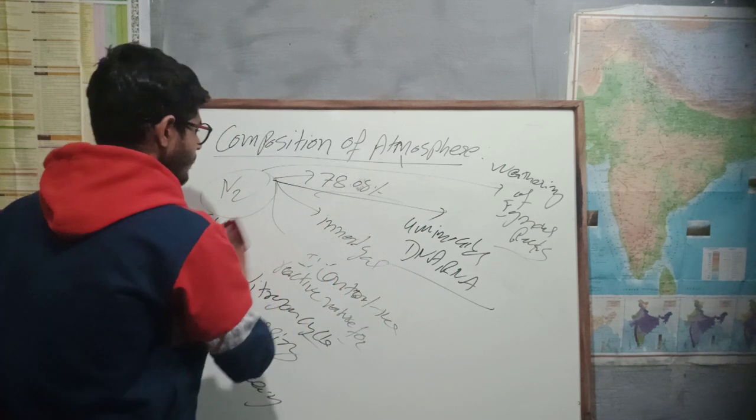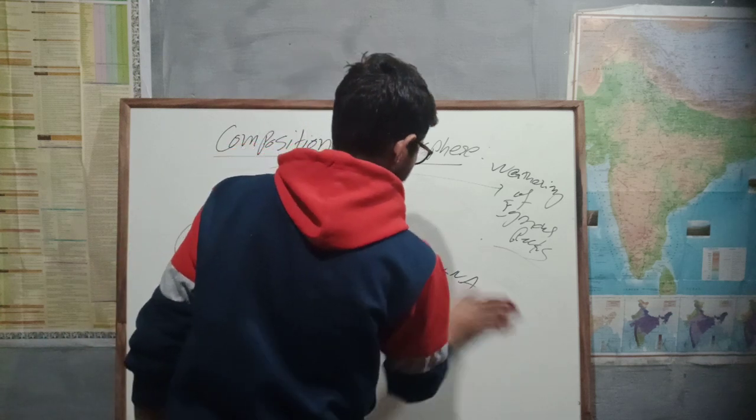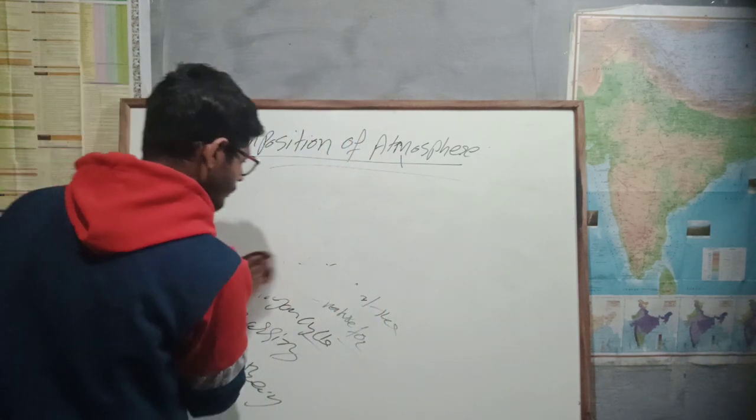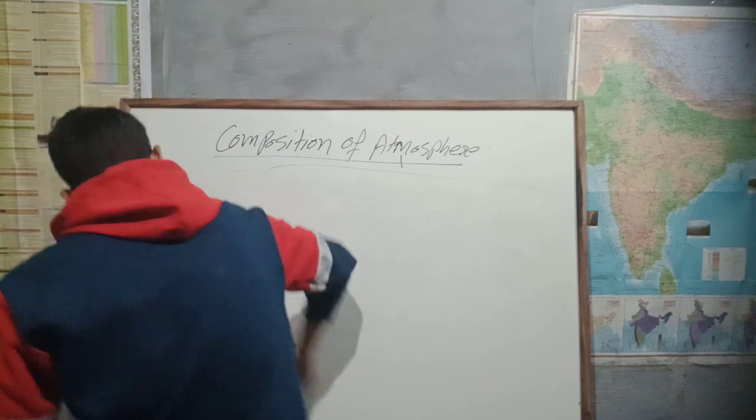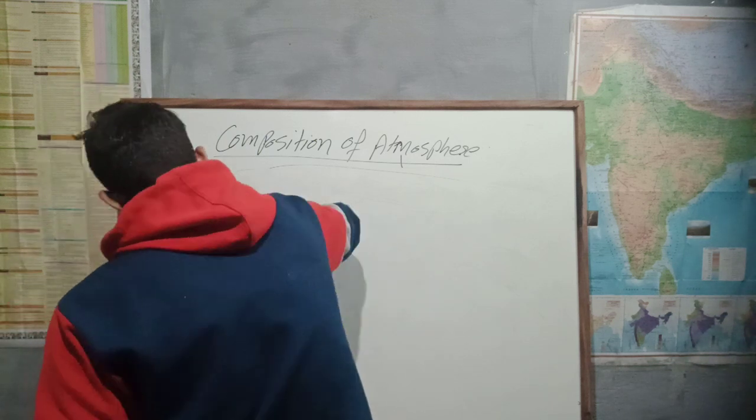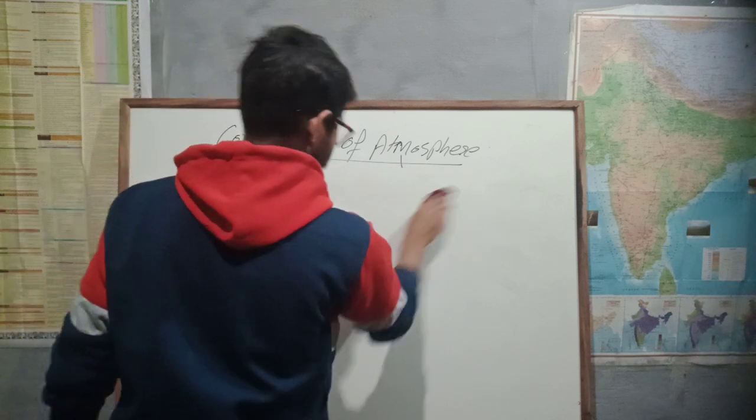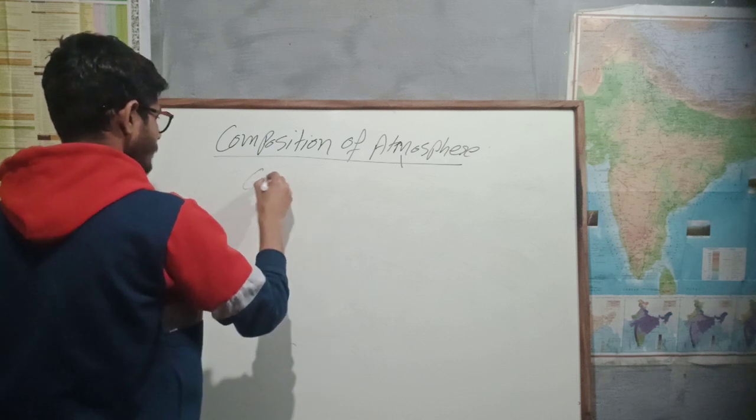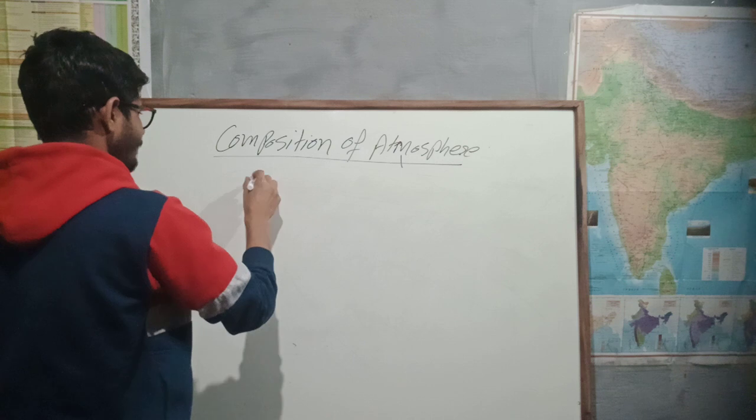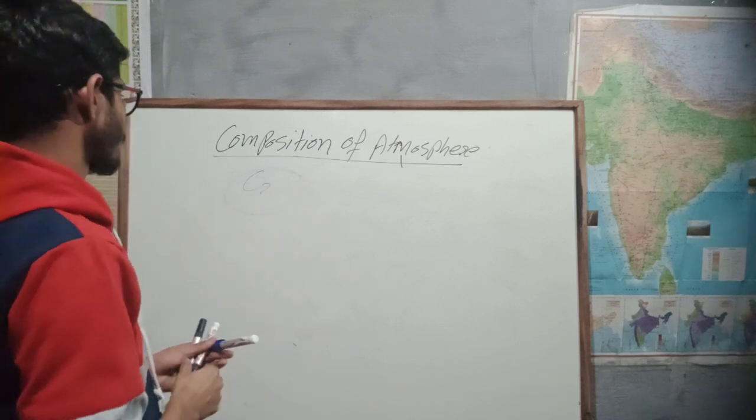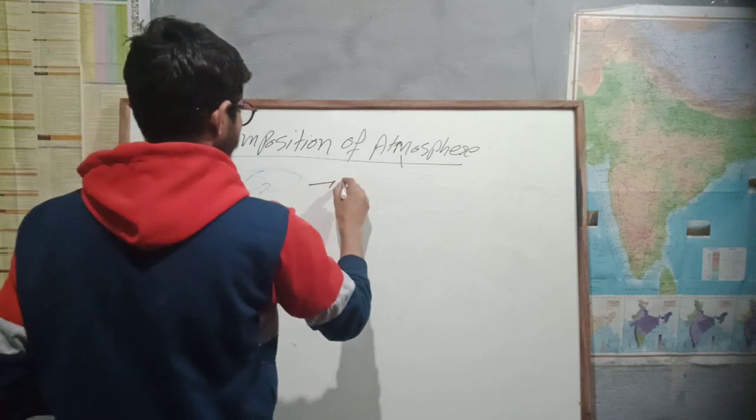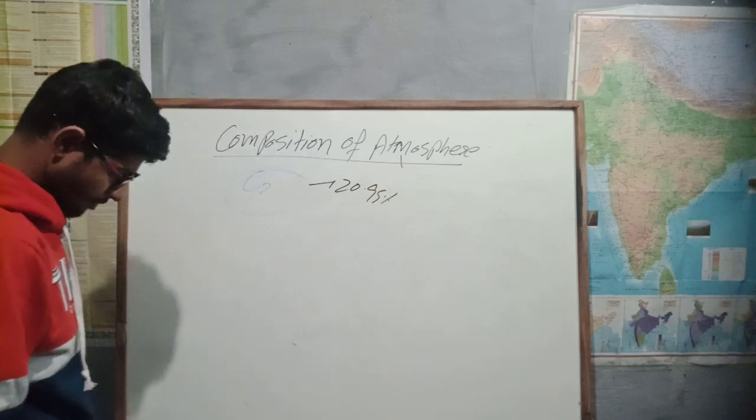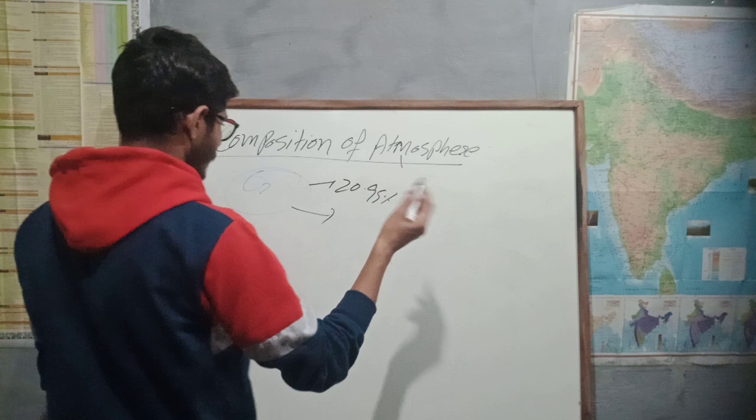So let's come to the next one. Next one is O2, oxygen. Its percentage is 20.95%. So where do we obtain it from? Photosynthesis.